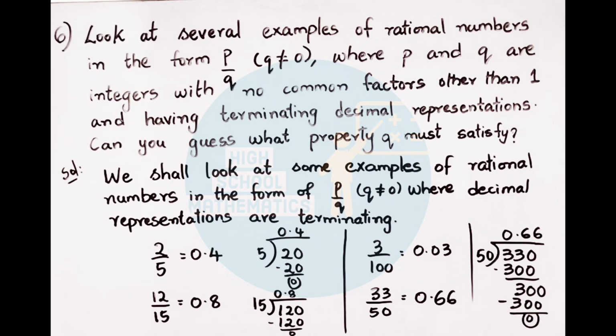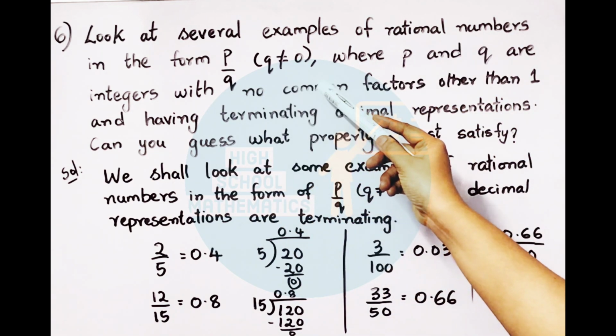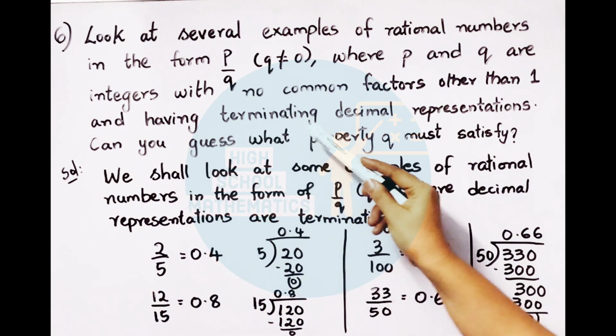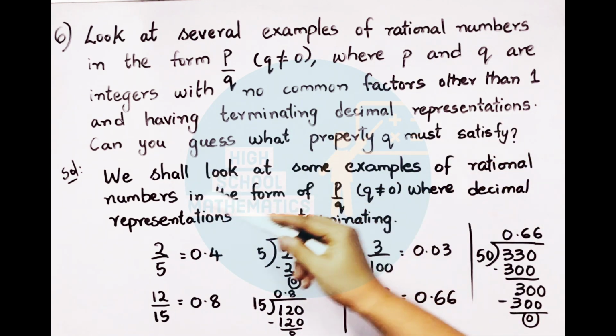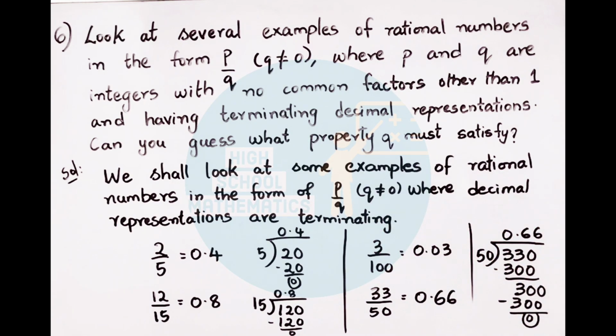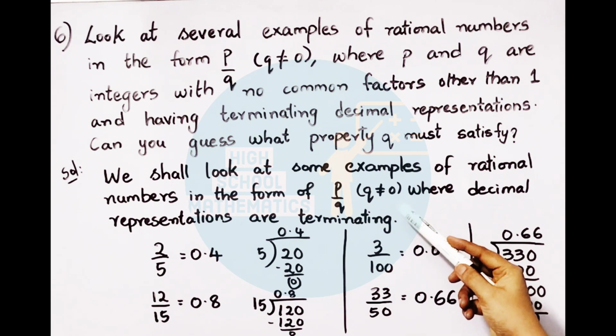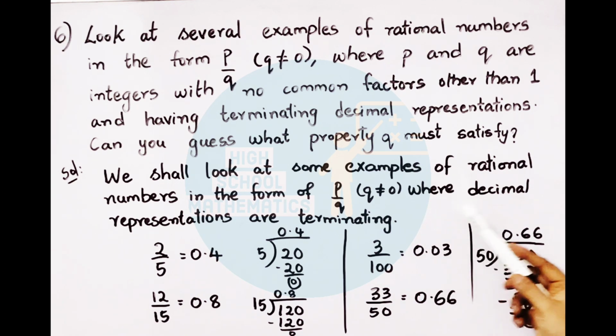See now question number 6. Look at several examples of rational numbers in the form p by q, where q is not equal to 0, where p and q are integers with no common factors other than 1 and having terminating decimal representations. Can you guess what property q must satisfy? Now let us see the solution. We shall look at some examples of rational numbers in the form p by q where q is not equal to 0, where decimal representations are terminating. Here we have taken 4 examples.